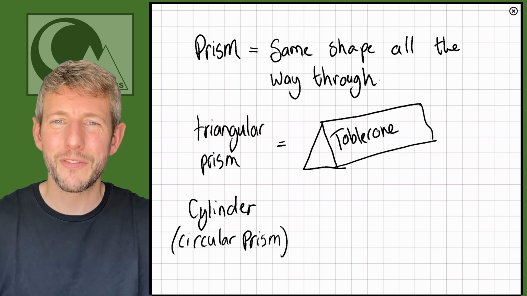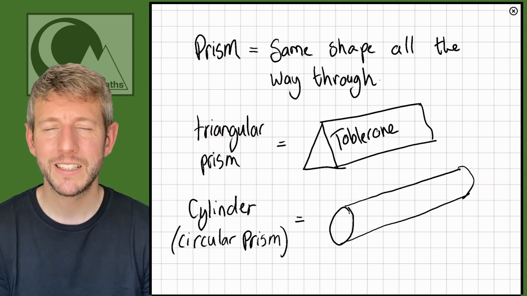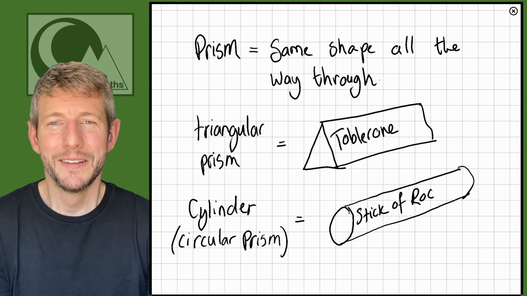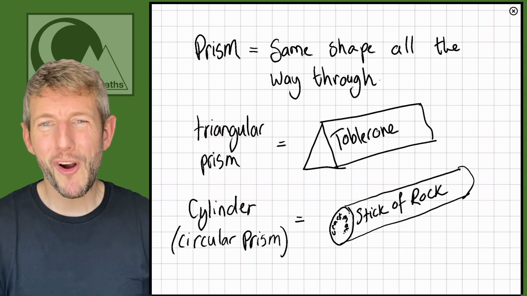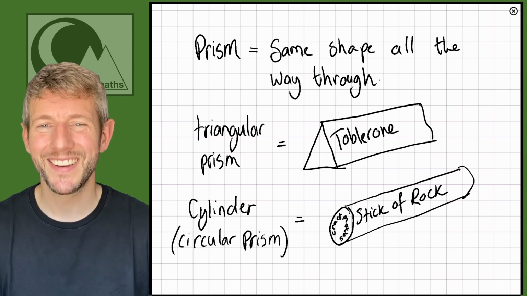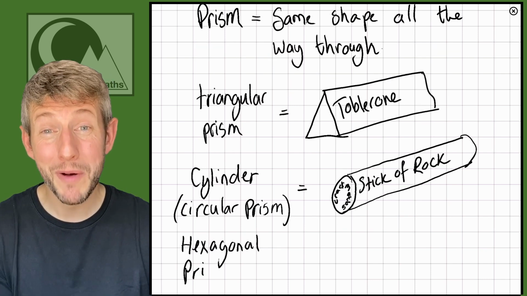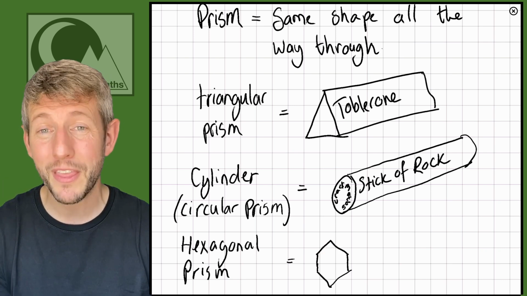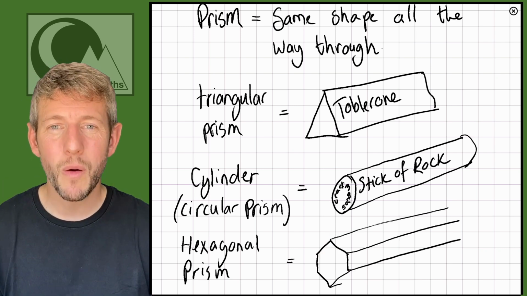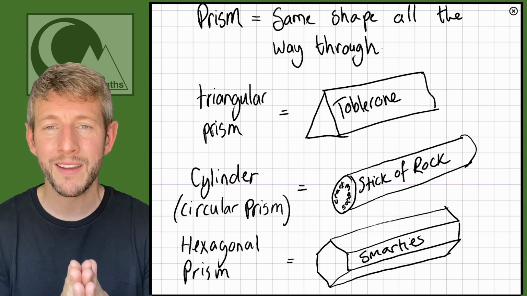Well, not like a rolling pin because they've got those knobbly bits at the end. Like something round all the way through, like a stick of rock. Yes, so there we go. So that is a prism. The Smarties tube, that little hexagon one, which is the same way all the way through, that is a prism as well. So all of these things are prisms. So the key to a prism is it's the same shape all the way through.